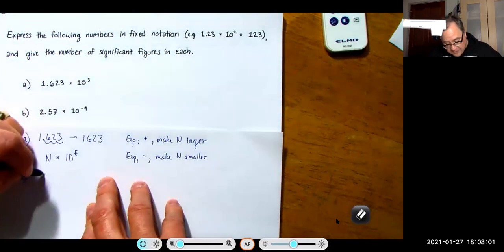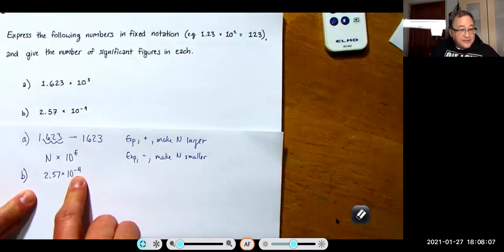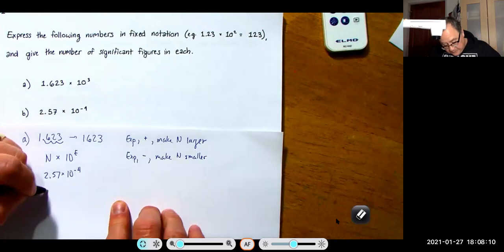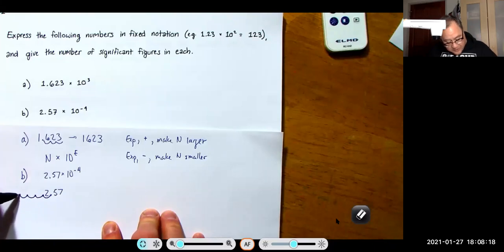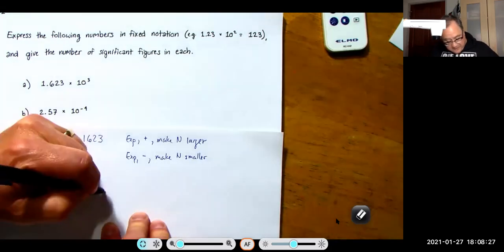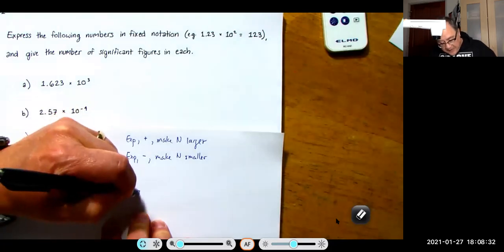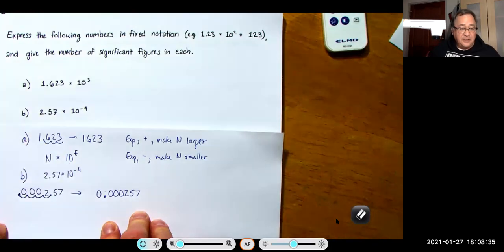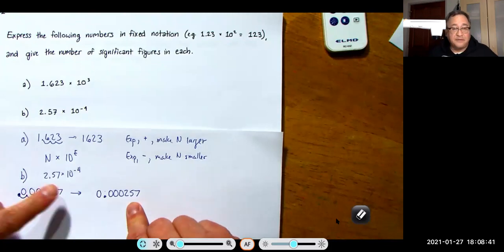2.57 times 10 to the negative 4. So this exponent is negative. I'm going to make n smaller, which means I'm going to move the decimal over 1 place, 2 places, 3 places, and 4 places. And that's where it's going to end up. So I'm going to make a big dot there. And when I write that, I write dot 000257. I like to put a 0 in front of the decimal. It actually makes the decimal stand out better. And this is equal to the number above.